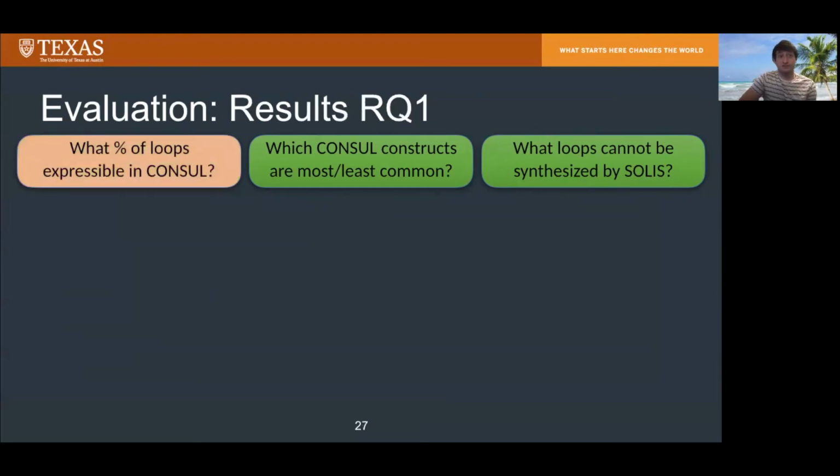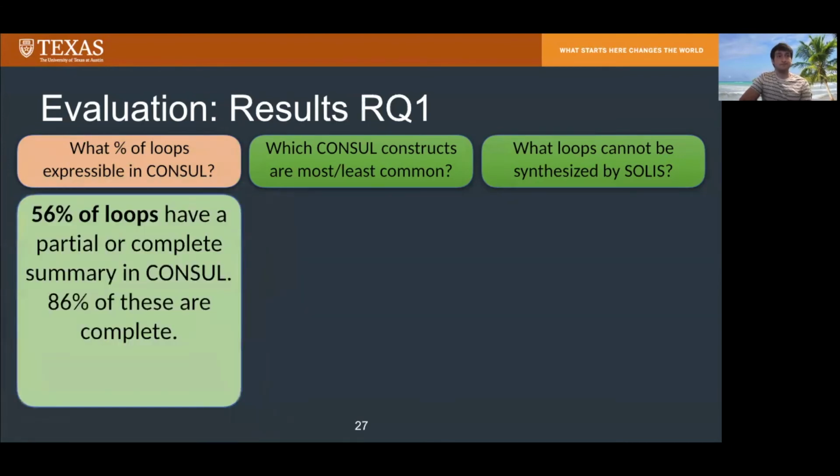So, our results were as follows. First, what percentage of loops are expressible in console? 56% of loops have a partial or complete summary in console. Recall, a partial summary represents only a subset of the behavior of a loop, while a complete summary is equivalent to the original loop. Of the 56% which could be summarized, 86% were complete, i.e. equivalent to the original loop.